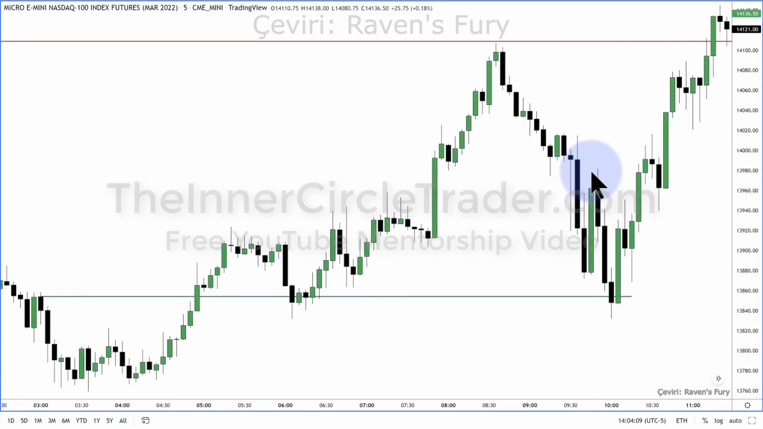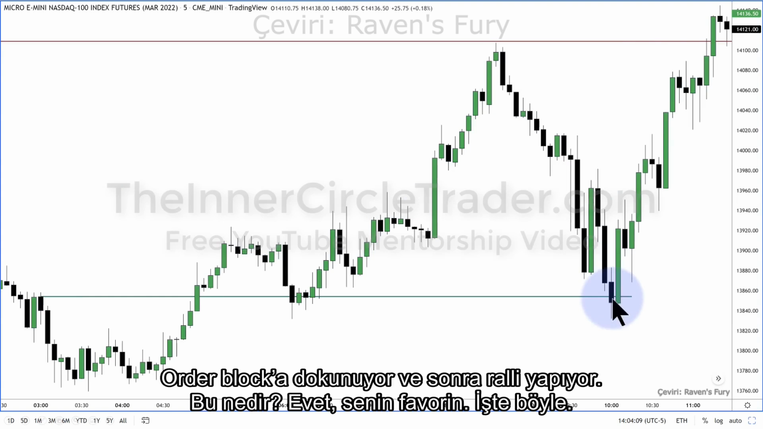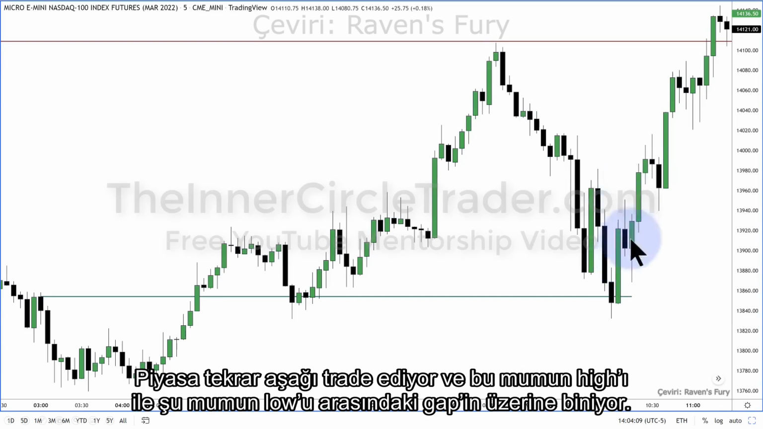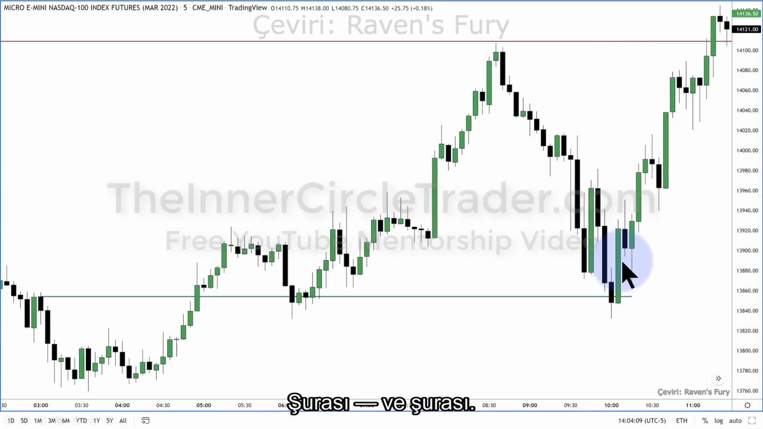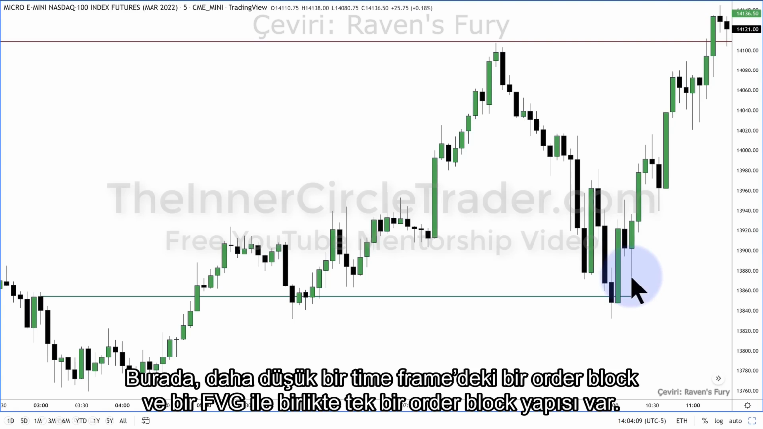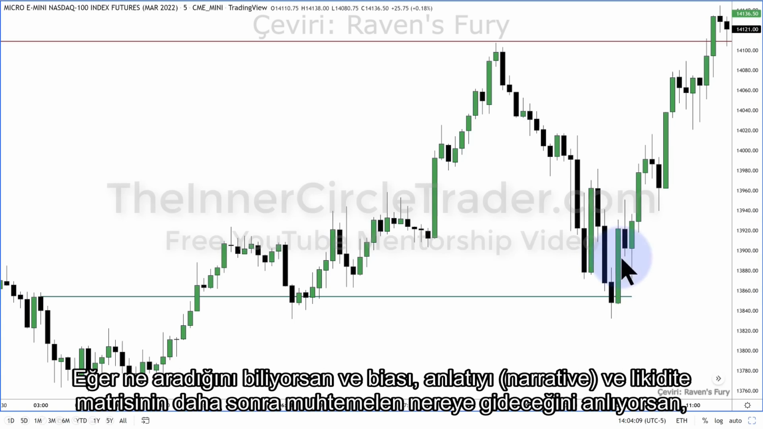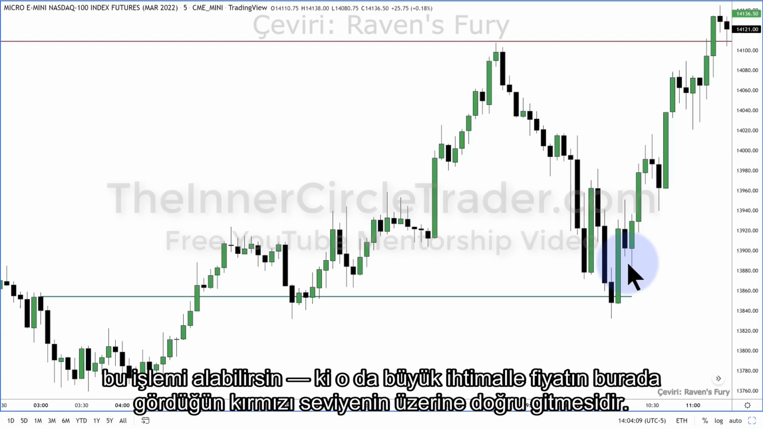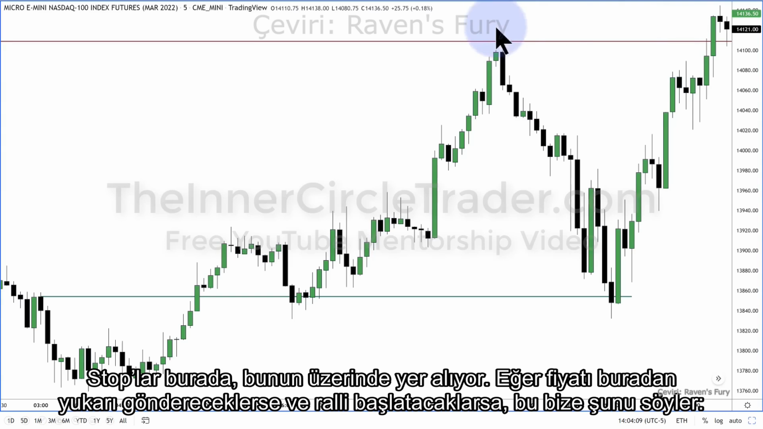Down to a 5-minute chart. It hits the order block and then rallies. What is this? It's your favorite gap. Market trades back down in, overlaps that gap between this candle's high and this candle's low. This right here, that right there, that is one order block with a lower time frame order block and a fair value gap. You can take that trade if you know what you're looking for and you understand bias, narrative, and where the liquidity matrix is likely to lead to later on, which is drawing up above this red level here. Buy stops are above here.